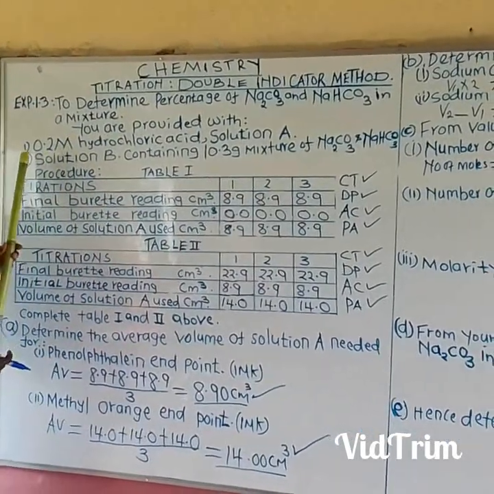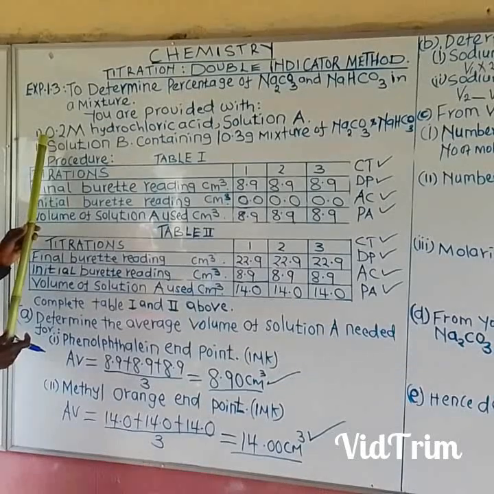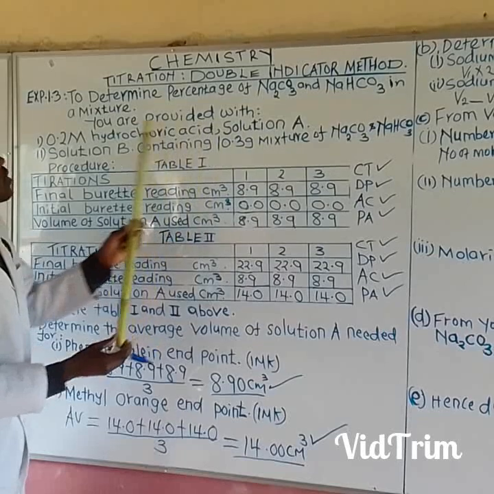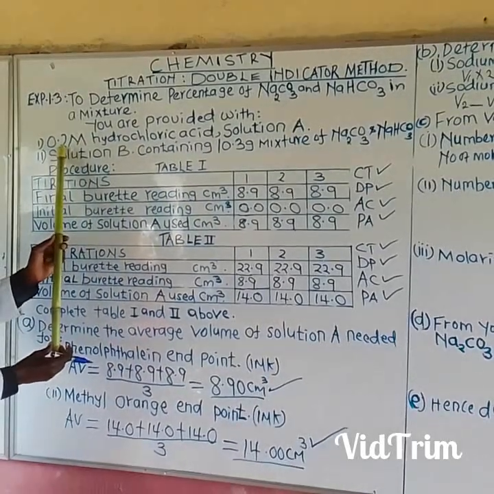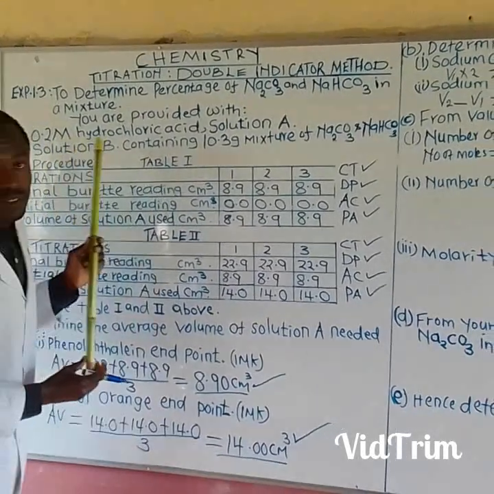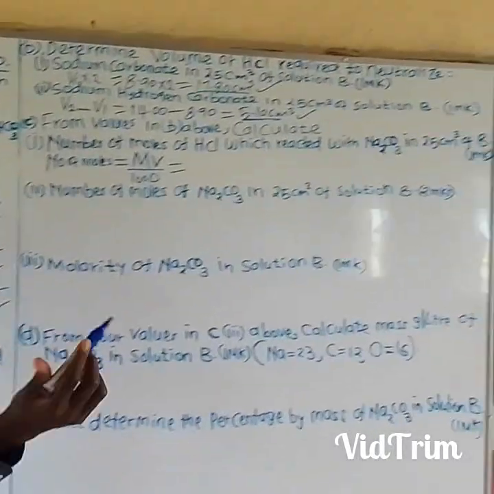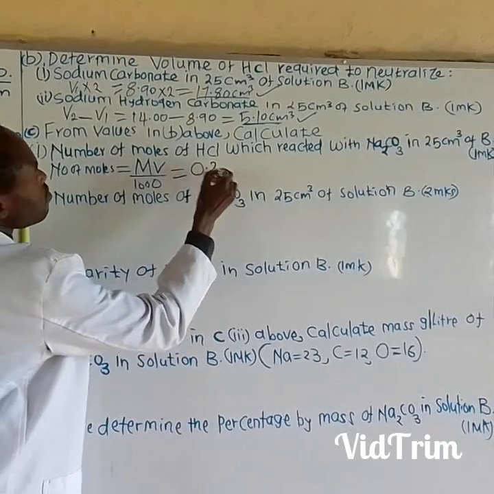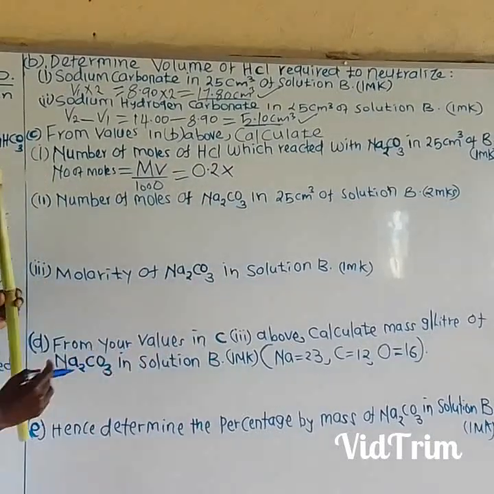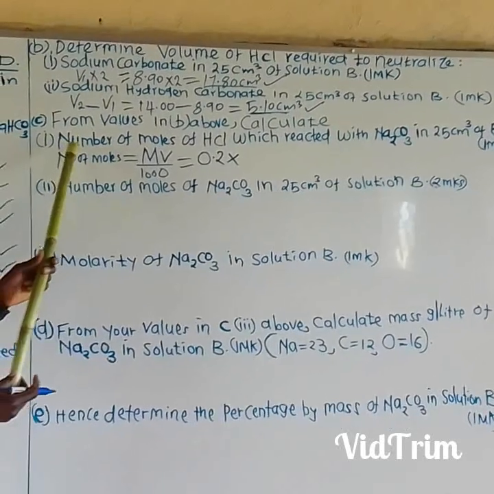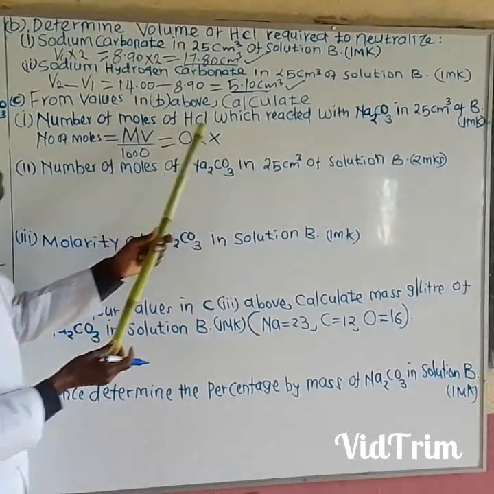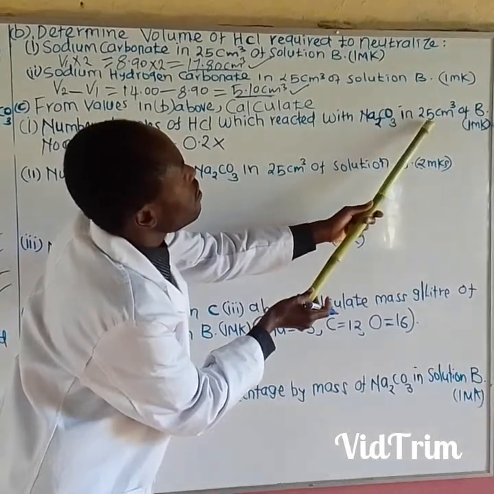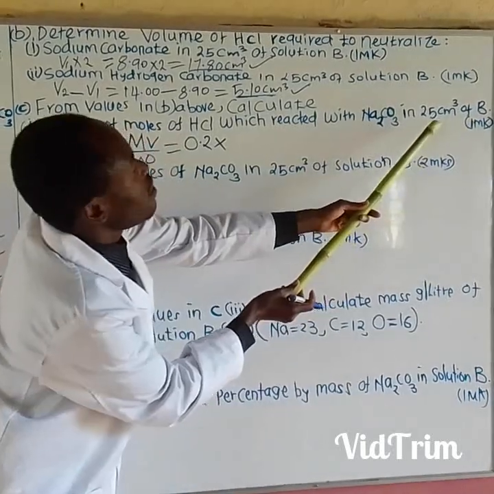From the initial information, you are provided with 0.2 molar hydrochloric acid solution. So hydrochloric acid has molarity 0.2. Is it okay? So you just substitute, that is for M, 0.2 times. Then we ask ourselves, because they are asking the number of moles of hydrochloric acid which reacted with sodium carbonate in 25 centimeter cube of B.